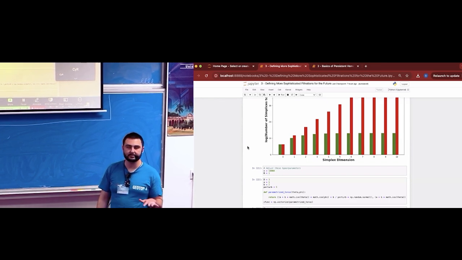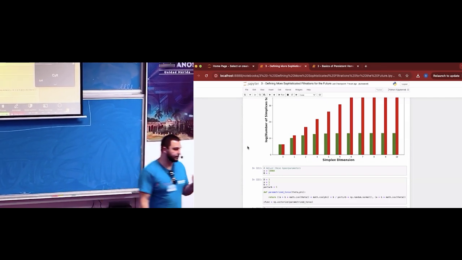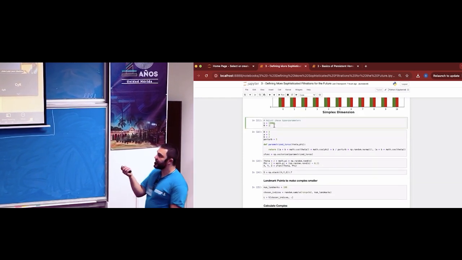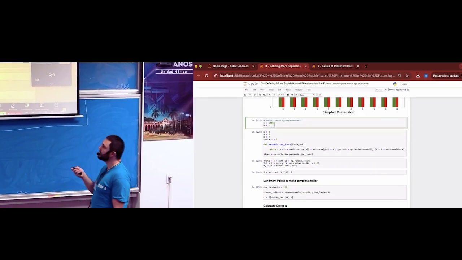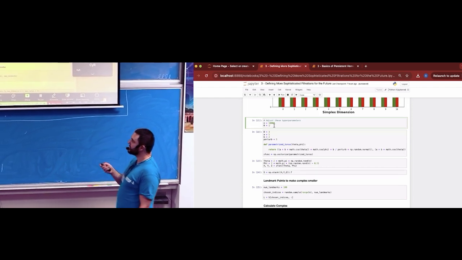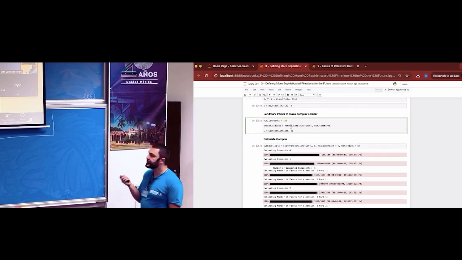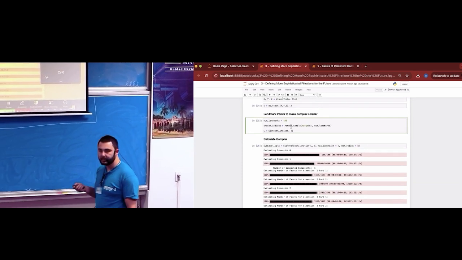Other questions? Okay. So let's go ahead and run. Again, I take a lot of points. I'm going to have a radius of 1, same object, which is the torus. And what I do is I'm going to landmark. The reason is that landmarking is very powerful.